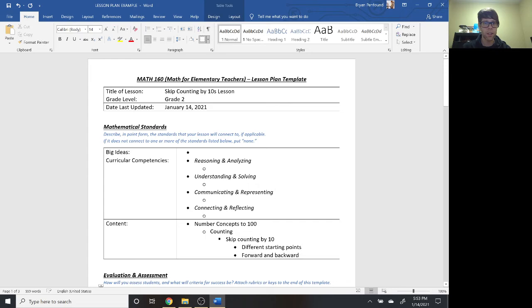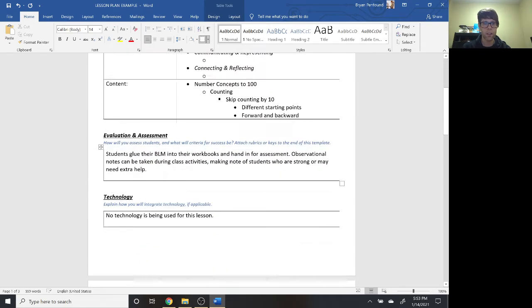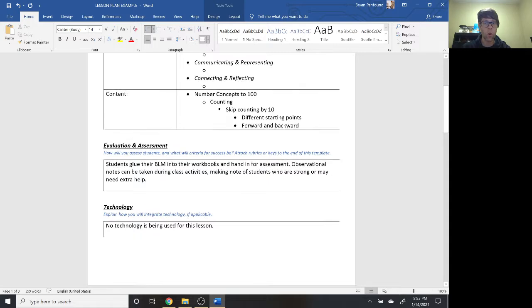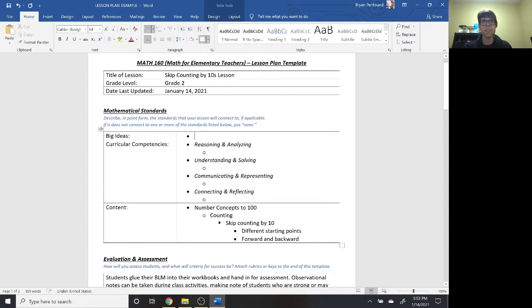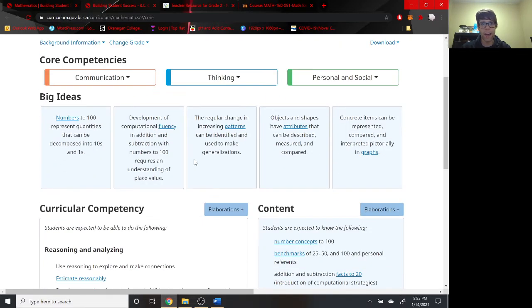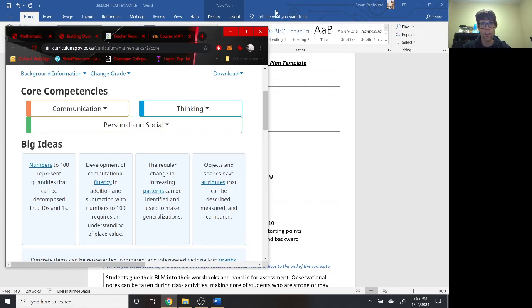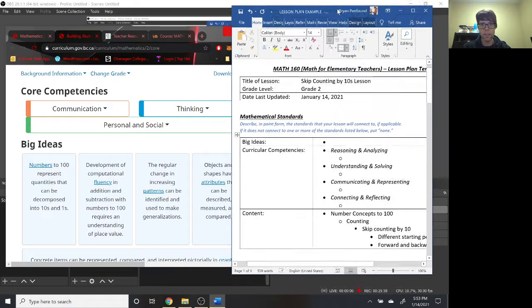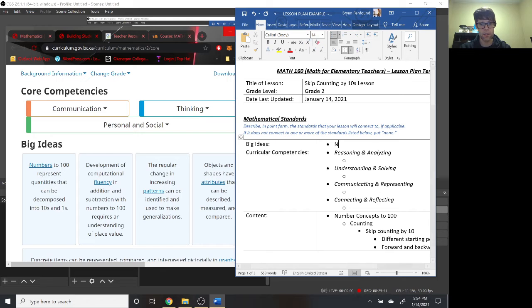Okay, so I think that pretty much covers a lot of this stuff. What I typically try to do at the end is go through the big ideas, the curricular competencies, and the essential questions. Now that you have an idea of what that lesson is going to look like, let's go back to the curriculum and take a little gander at the grade 2 big ideas. Obviously we're doing content that's connected to number concepts, so I should be looking at the number big idea, which is numbers to 100 represent quantities that can be decomposed into tens and ones. So obviously, that's going to be one of the big ideas.